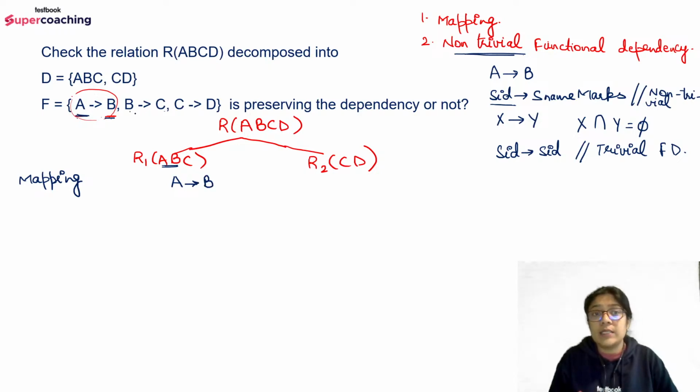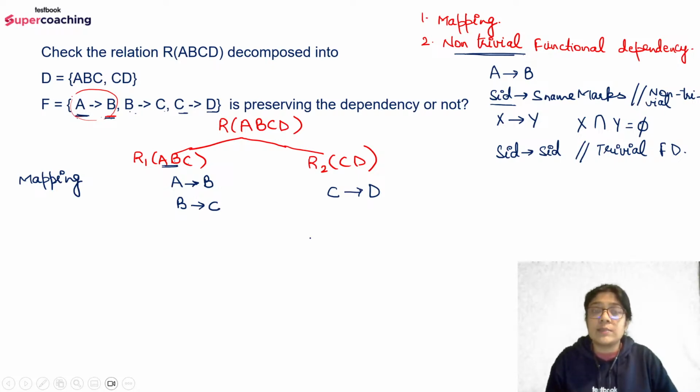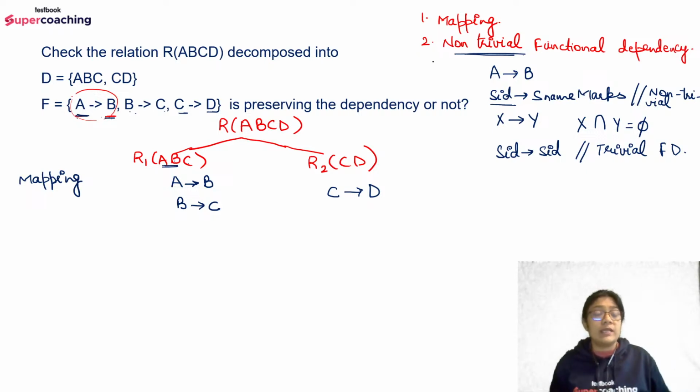Similarly, B determines C. B and C, two attributes are used. Both the attributes are a part of R1. So B determines C is also mapped here. C determines D. Two attributes are being used. So C determines D means it is preserved by relation R2. मैंने ये purposefully बहुत simple example लिए so that you can understand the difference between the mapping method and finding the non-trivial functional dependencies. So mapping is, I guess, very simple. Just you have to check for the attributes and you can decide that that particular functional dependency will be preserved by which subrelation. First method clear?